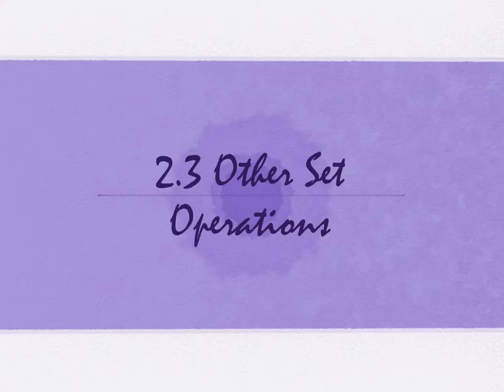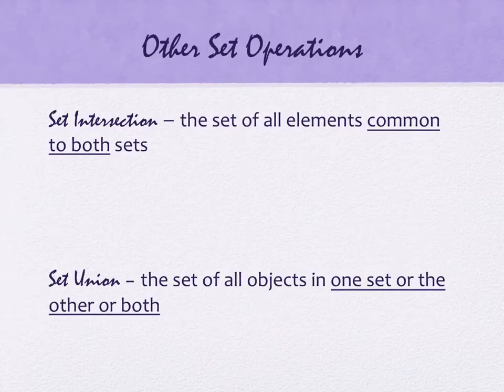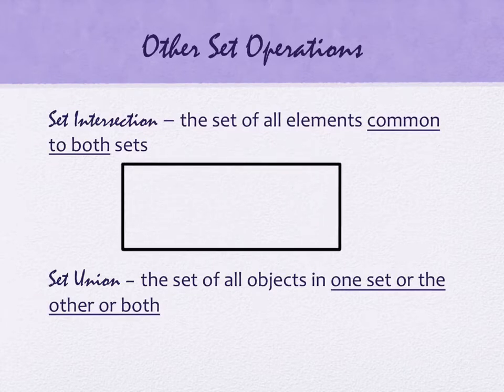We have three more set operations, two that we use significantly in this section. The first one is called set intersection, and the second one is called set union. A set intersection is much like the intersection of streets. An intersection is where the two streets cross. The intersection of sets is where they have in common, the part where they have in common. So in a visual display, we'll draw a rectangle, and we'll draw our two circles.